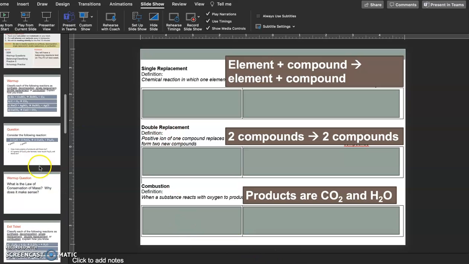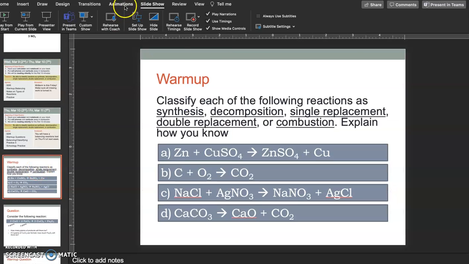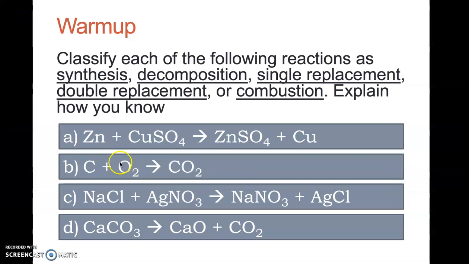So what I'd like to do is give you a chance to look at these and determine each of these, whether you think it's synthesis, decomposition, single replacement, double replacement, or combustion. So look at A, and just talk to your partner for a moment about which one you think A is.